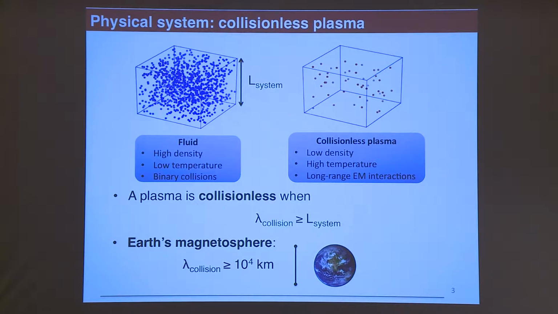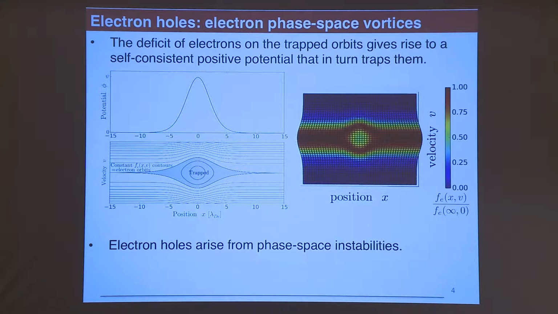The main phenomenon that I'm interested in in this collisionless plasma system is electron holes. Many people may be more familiar with electron holes in a semiconductor physics context. Actually, when you think about electron holes in a collisionless plasma, it's somewhat analogous in the sense that it's a localized deficit of electrons.